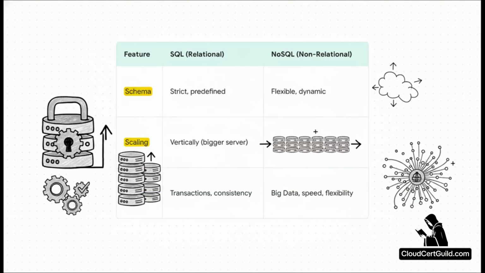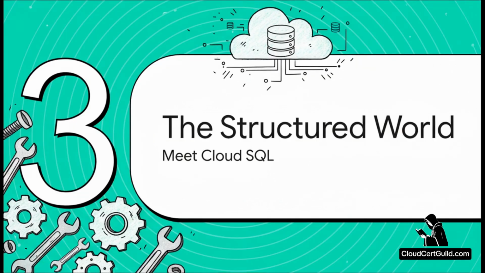So let's put them head to head. SQL, strict schema. NoSQL, totally flexible. But here's a really crucial difference: how they handle getting bigger, or how they scale. SQL scales vertically. Think of it like trading in your pickup truck for a massive semi-truck. You get one much bigger, much more powerful machine. NoSQL, on the other hand, scales horizontally. Instead of one giant truck, you just add a whole bunch of new cars to the road. This horizontal approach is why NoSQL is an absolute game changer for big data, while SQL remains the undisputed king when consistency is everything.